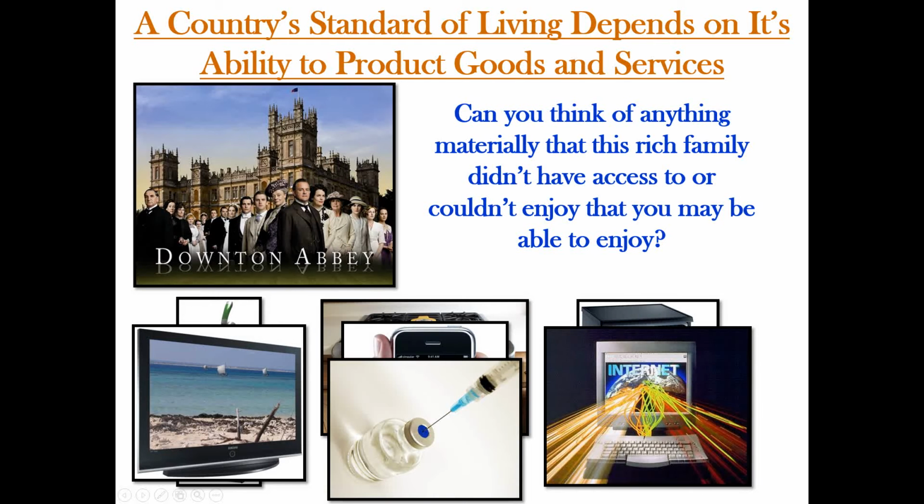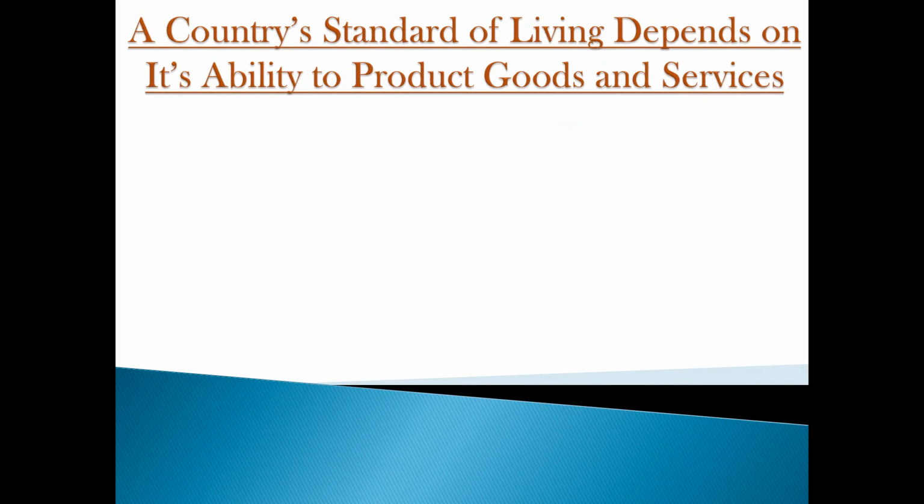Okay? And this was actually one of the macro principles of economics from Chapter 1 that we didn't get to, that I'm talking about now, because I think it relates to the production possibilities curve. This idea of economic growth. And a country's standard of living depends on its ability to produce goods and services.